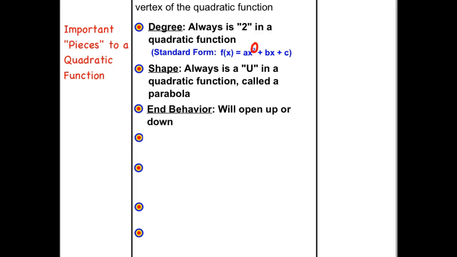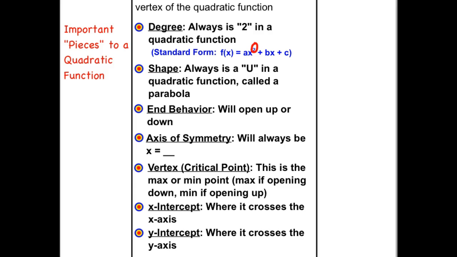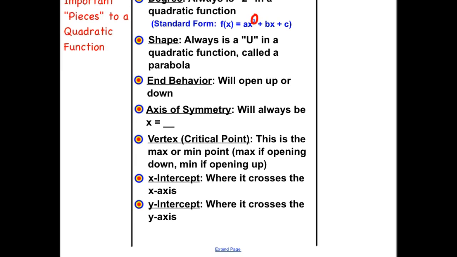End behavior, will it open up or down? Axis of symmetry will always be x equals something. So we're going to talk in a little bit about what that something is. Vertex, critical point. This is the max or min point, max if opening down, min if opening up. So we call a vertex a critical point because it's an important point within the graph. X-intercept, where it crosses the x-axis. And then we have y-intercept, where it crosses the y-axis. And then also one thing that's not on the list are obviously domain and range. They're just not critical pieces to the graph. They're just critical pieces of information.